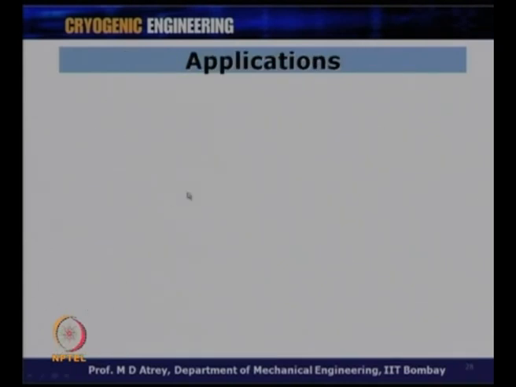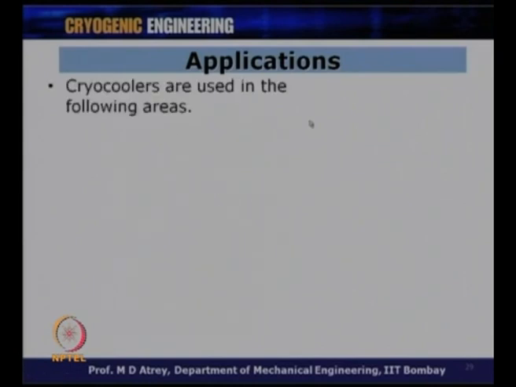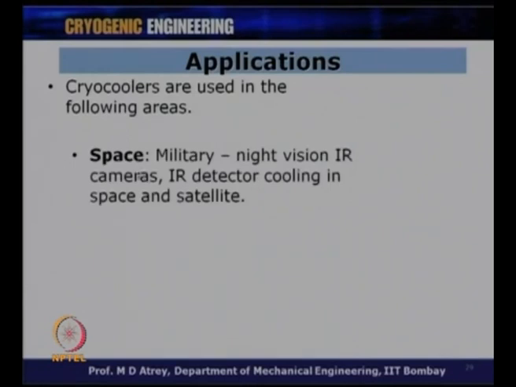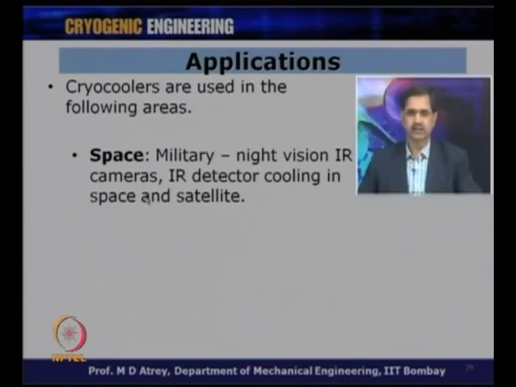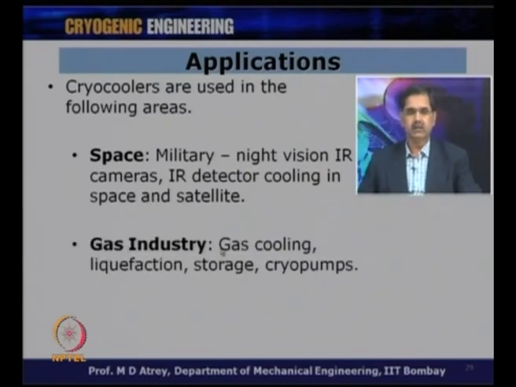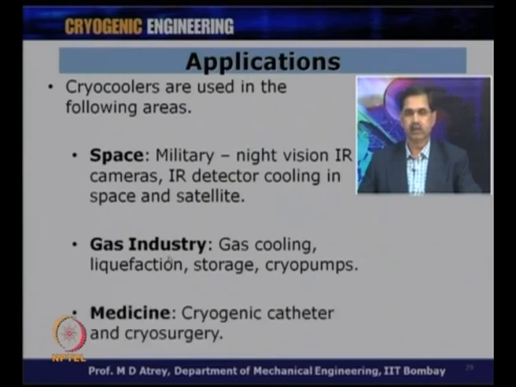Having seen all these different cryocoolers, let us see the overall applications of various cryocoolers. Cryocoolers are used in the following areas: space, military, night vision cameras, infrared cameras, and infrared detector cooling in space and satellite, which is a very important aspect of cryocooling in space. The gas industry uses cryocoolers for gas cooling, liquefaction, storage and cryopumps. Similarly, in medicine, cryogenic catheter, cryosurgery, wherever at low temperature you want to do surgery, cryocoolers can be used.